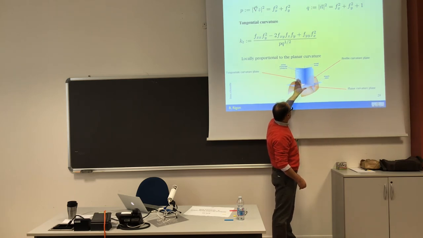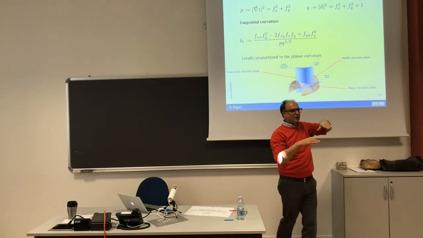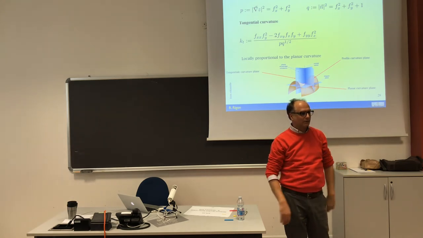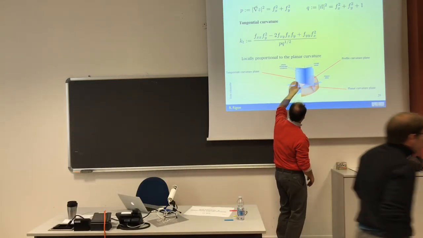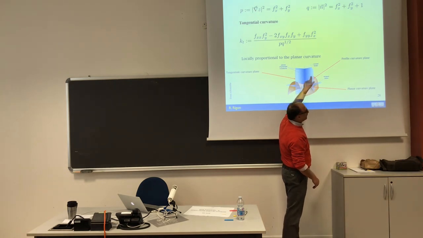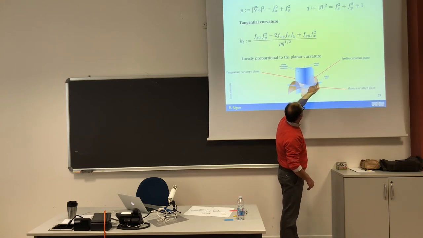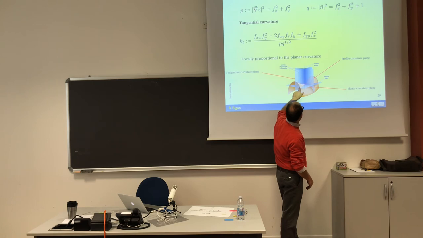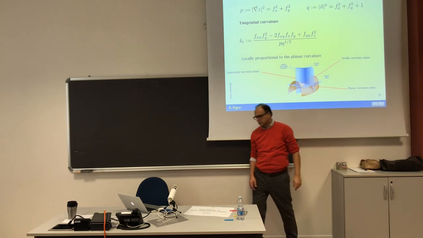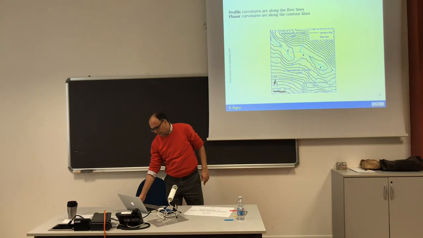So we have a curvature along this line, a curvature along this line, and a curvature along these lines, each one coming from the intersection between the planes and the surface. The tangential curvature is right here. The profile curvature is right here. And the planar curvature is right here. So we have three curvatures.